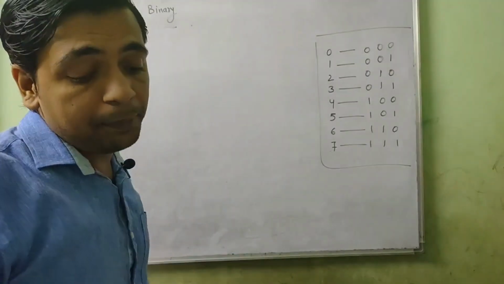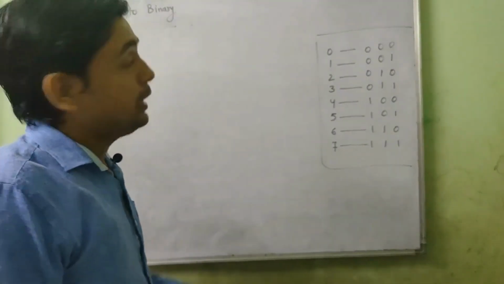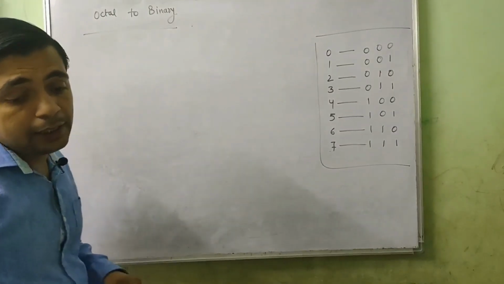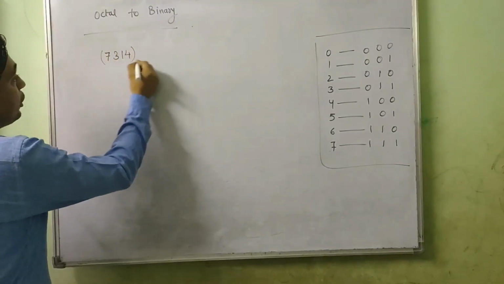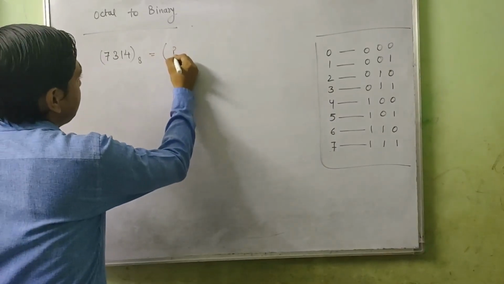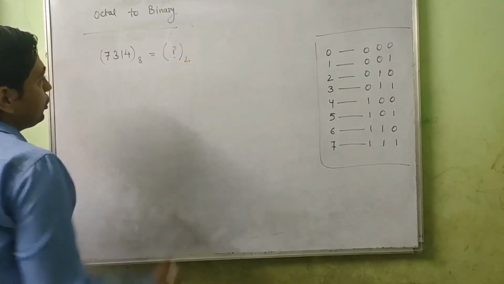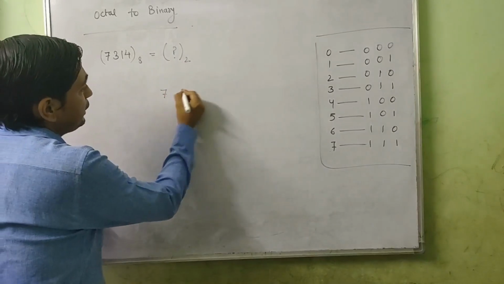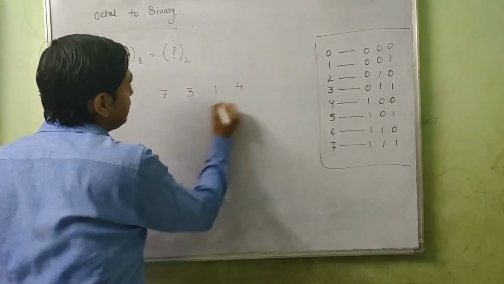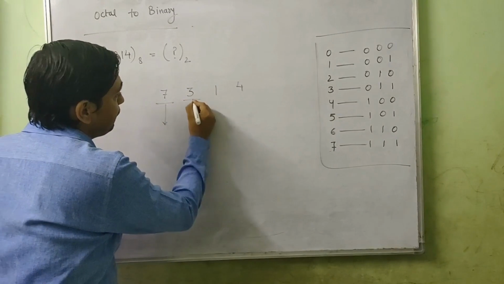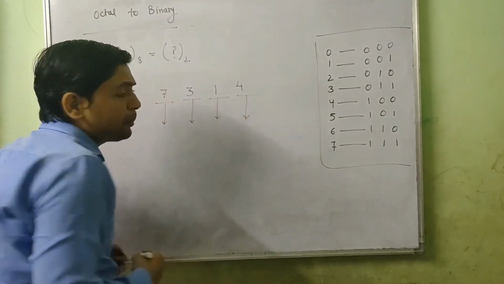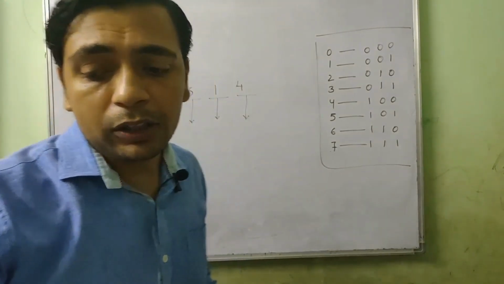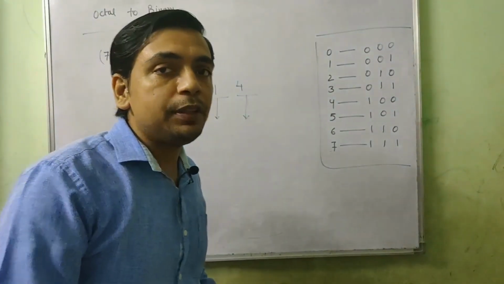So how to represent? Let's take an octal number, like 7314. This is an octal number. You want to convert it into binary. How to do that? Write down all the digits. Now each digit will be represented as a 3-bit binary. Why 3-bit binary? I told you 2 to the power 3 is 8. Octal means 8, binary means 2. So we will make a 3-bit binary of each octal digit.